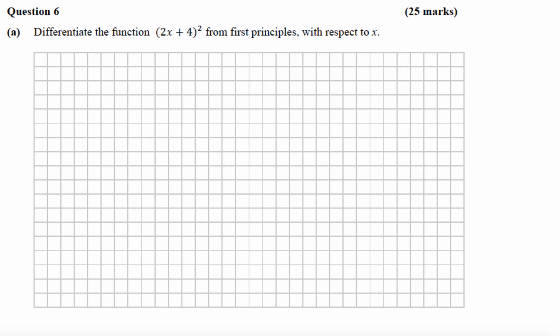So this is the 2016 Leaving Cert Higher Level Paper 1, and we're looking at question number 6. Part A, differentiate the function (2x + 4) all squared from first principles with respect to x.